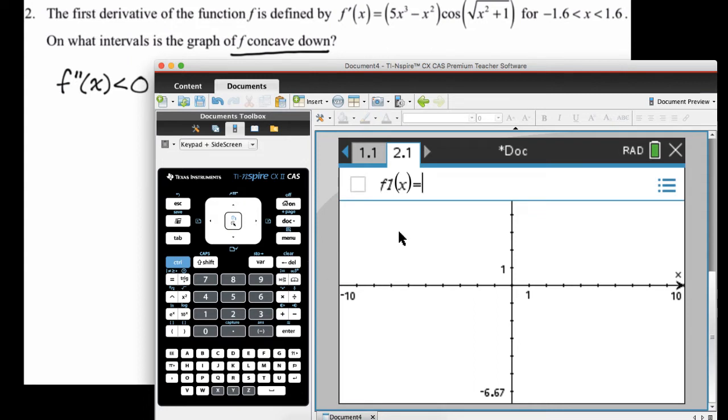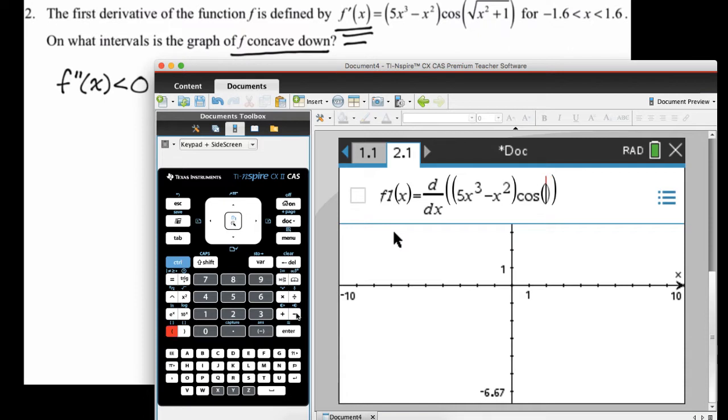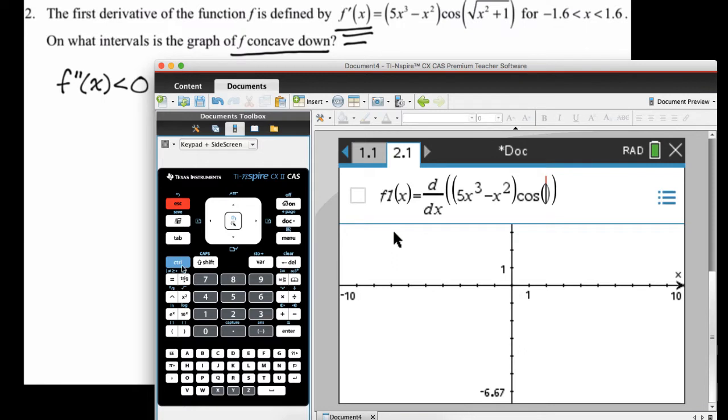I am given f prime, right? So I'm looking for where f double prime is positive, so I need to find the derivative of the thing they gave me. So shift minus will give me the derivative. And now I'm going to carefully enter this function, 5x cubed minus x squared cosine. You can use the trig button to get cosine, which I probably should have done. Square root, so that's control x squared, and then x squared plus 1.